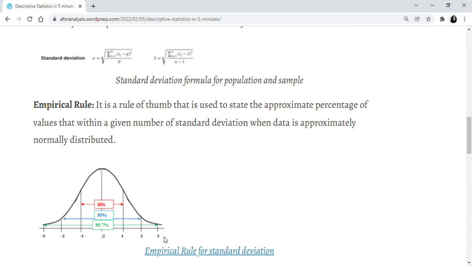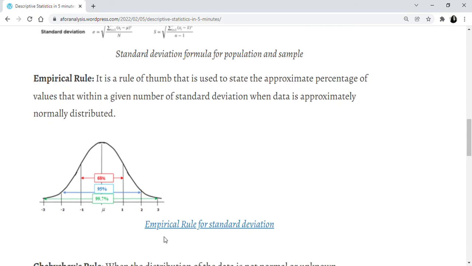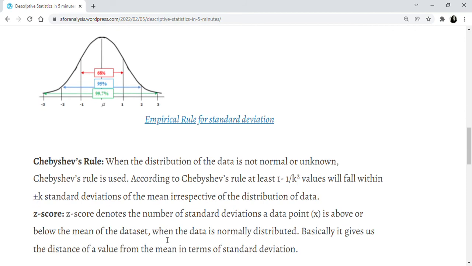So what do we do when the data is not normally distributed? Of course, we still have a way to solve that issue. We would be using Chebyshev's rule. Chebyshev's rule would be used when the data is not normally distributed. It says that at least 1 minus 1 by k square of values will fall within plus minus k standard deviations of the mean, irrespective of the distribution of data.